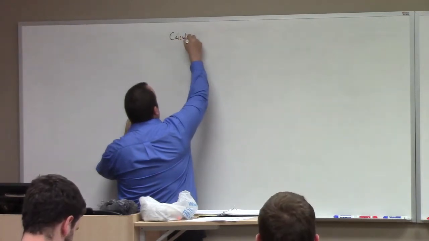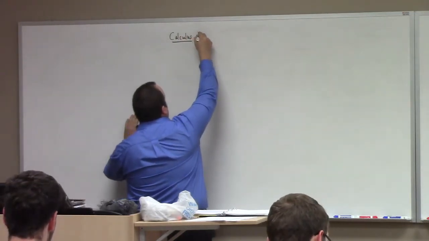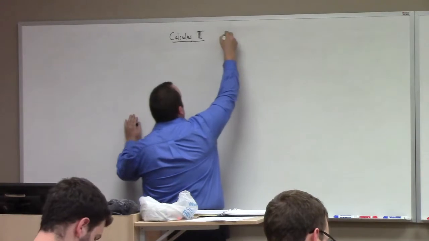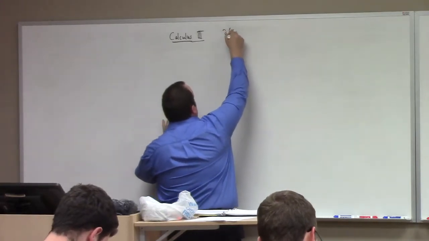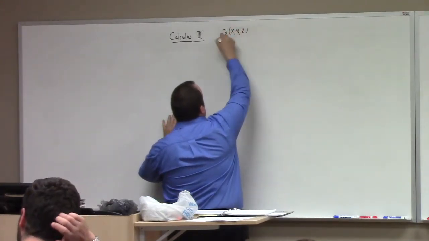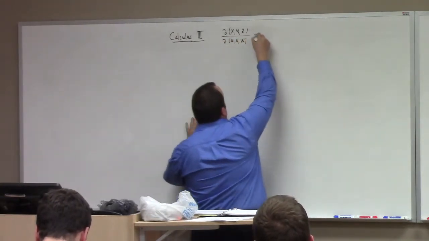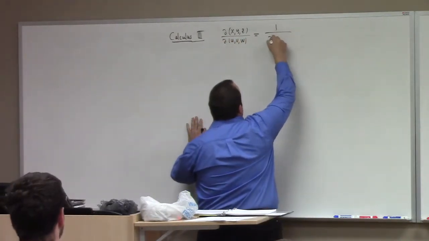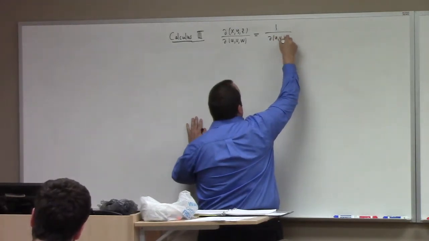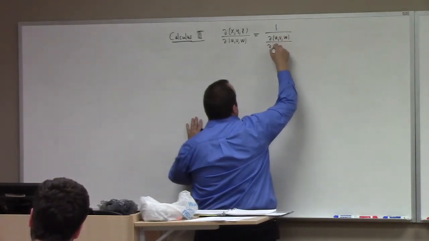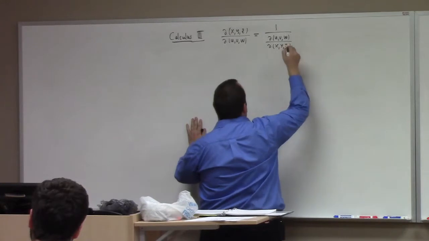Okay, so I think I had advertised one of the things in Calculus 3 that you might find a little bit mysterious: this claim we make that the partial (x,y,z) over partial (u,v,w) is equal to 1 over partial (u,v,w) over partial (x,y,z). Now the question is, what does this notation mean?